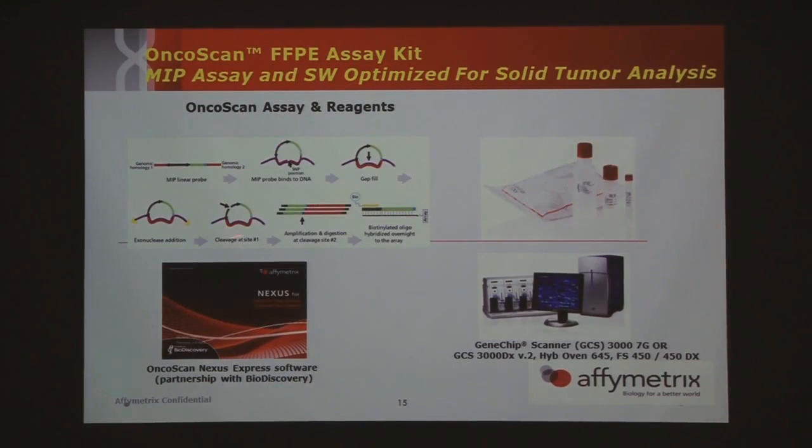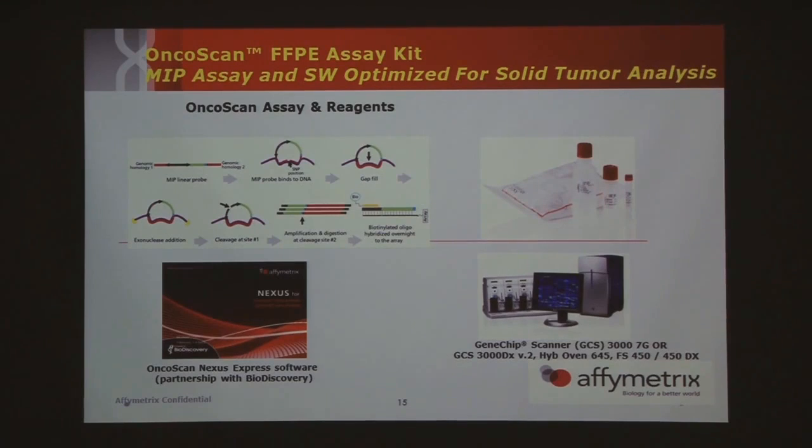So this is just, I think all of you know what the Oncoscan FFPE assay is, with the MIP array. But here's just a little bit of a schemata of how the probe binds to the DNA in this kind of circular way. The endonuclease is added, it's cleaved, and goes through this process, and you get data that I'm going to show you in a minute.